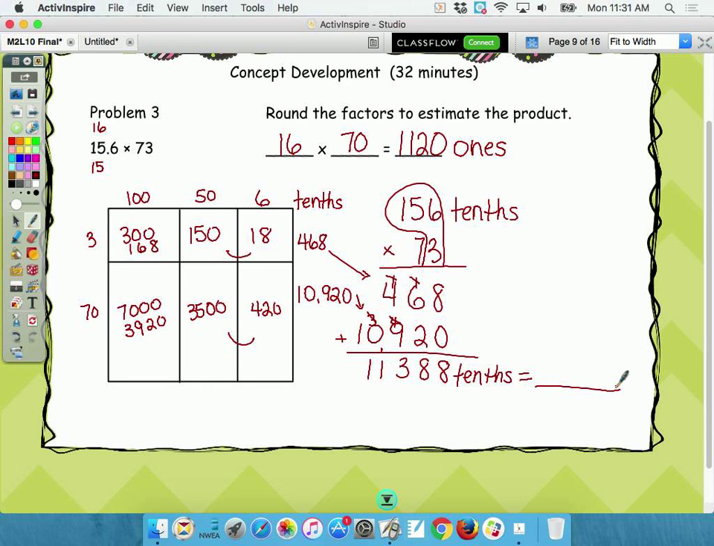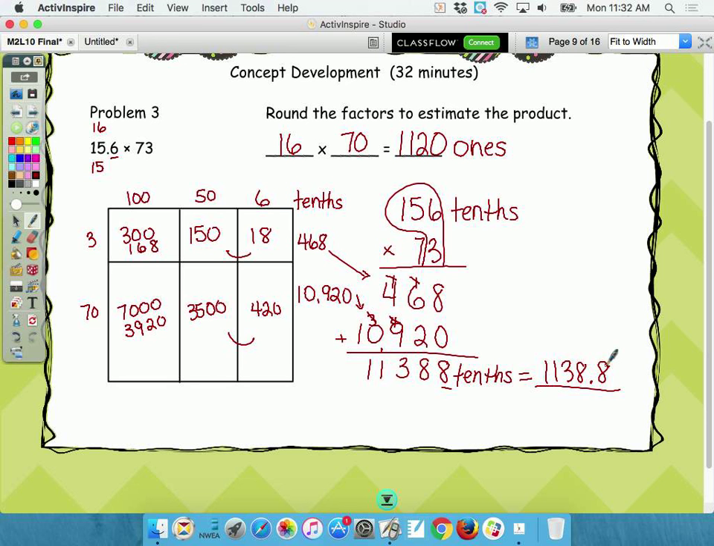Okay, now let's use Jaden's strategy this time. How many digits to the right of the decimal in tenths place? 1. So if I have 1 digit to the right, where will I place my decimal? Between the 8s. Does that make sense according to my estimate? Yes. 1,120? How far away are we from our estimate? 18. Yeah, it is 18 and 8 tenths. Good.